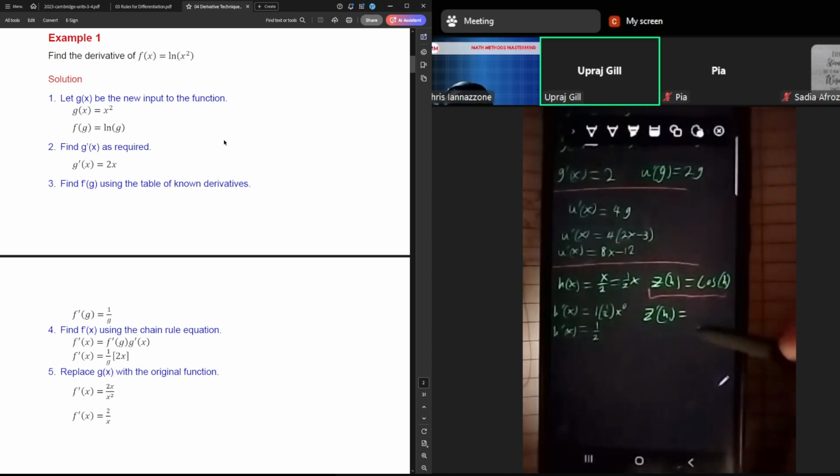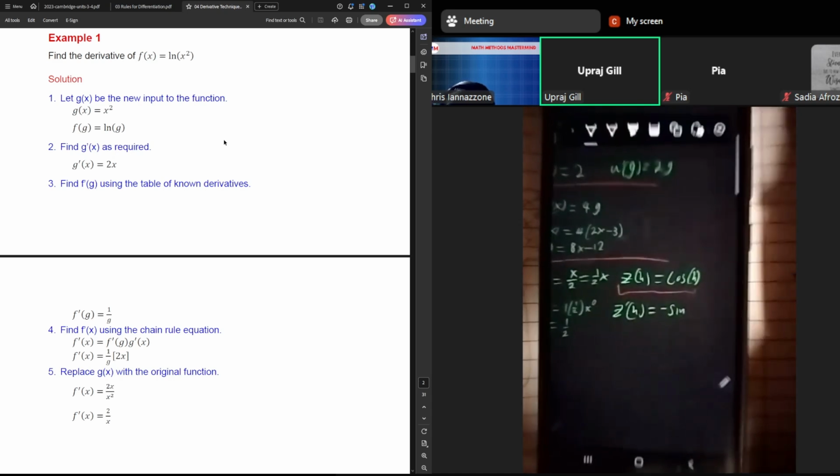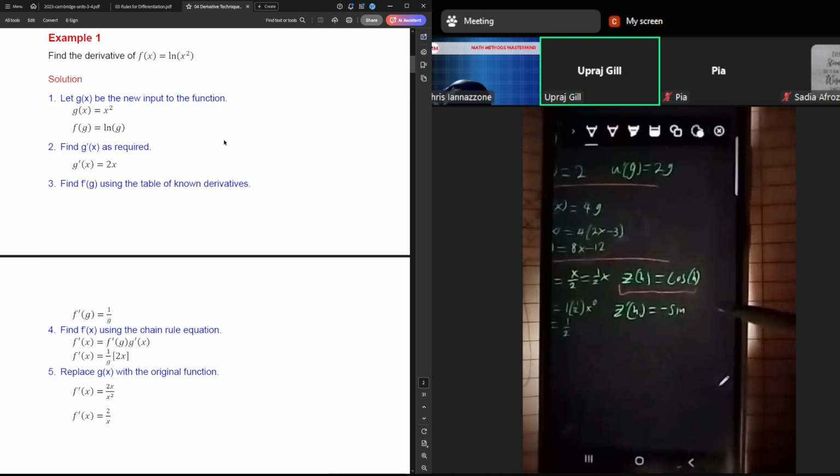Is it sine? Check your... yeah, negative sine. Wait, give me a second. I'm trying to find the table. Negative sine of h, yeah, that's it.